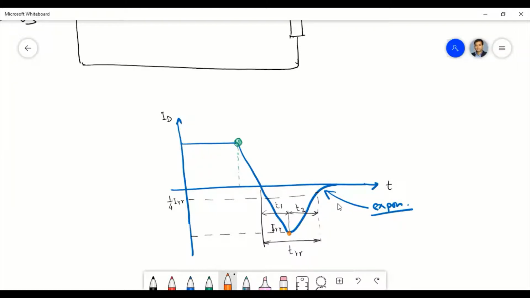Okay, so this is completely due to the formation of the space charge region. Actually, in the T1 time, the excess carrier that's stored in the drift region is removed. So you can say that T1 is the time for removal of the excess charge stored in the drift region, or this N minus region.